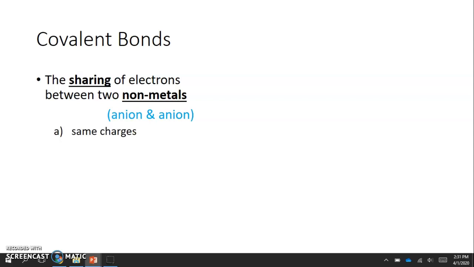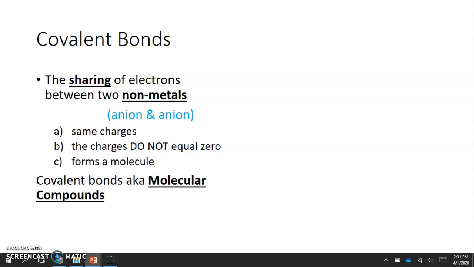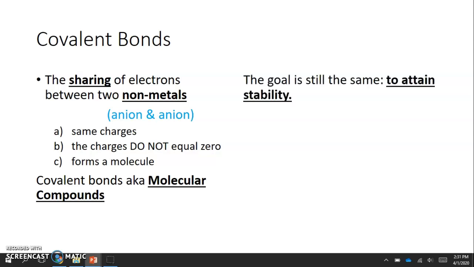So they'll share charges, so have the same charges, and the charges do not equal 0, okay, because these are covalent bonds. Because they share the same charges, they're not going to be equal to 0, and they're going to form a molecule. Okay, so covalent bonds make molecular compounds. When we talk about molecular compounds, those are also from covalent bonds.